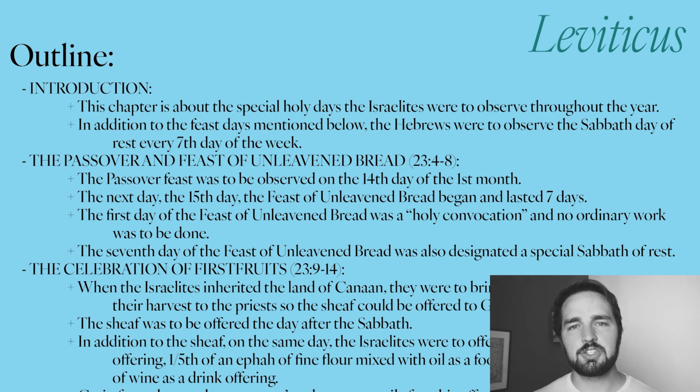The Passover feast was supposed to be observed on the 14th day of the first month. The very next day, the 15th, was the beginning of the Feast of Unleavened Bread, and that lasted for 7 days. Now, the first day of the Feast of Unleavened Bread, the 15th, and the last day of the Feast of Unleavened Bread were designated as a holy convocation. It was a special Sabbath day on which no work was supposed to be performed.